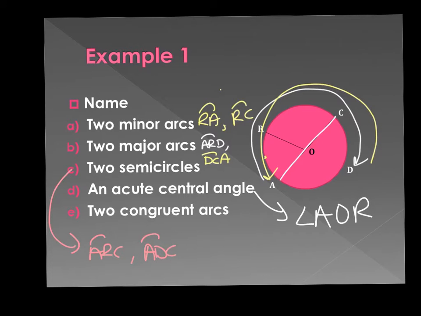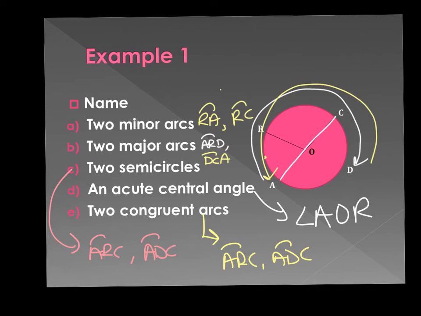Okay, and then two congruent arcs. They have to have the same measure. I only know one type of measure, right? Which was what? The semicircle. So those are my two congruent arcs. ARC and ADC, or CDA and CRA. Those are the only ones I know anything about.